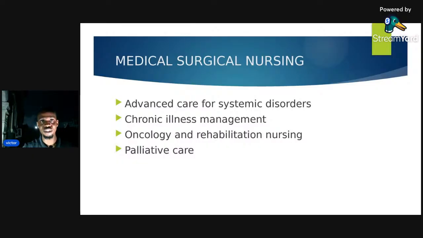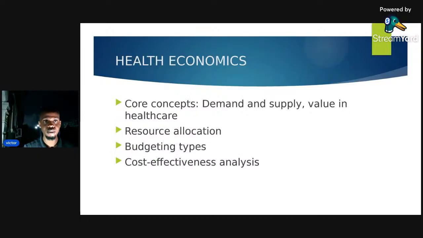You have to know different conditions that affect the system, the conditions that affect the heart, the conditions that affect the respiratory system, the conditions that affect the gastrointestinal system, the illnesses or disorders that affect the reproductive system and the rest of it.